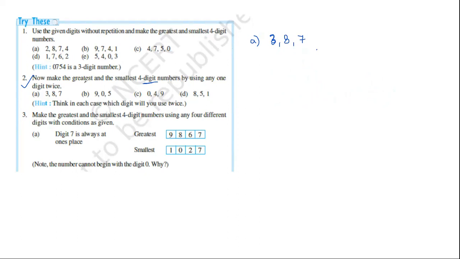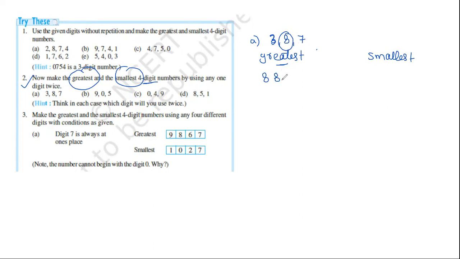How will I, he's asking the greatest and the smallest both. Okay, so let's talk about the greatest first, then we'll talk about the smallest. Even though they have given the permission to repeat the number, still for making it greatest, I need the greatest number. So I'll take 8 over here, right? Now, 7 I had to take because he has only given me permission to repeat any number twice. But suppose I take 8 over here, right?